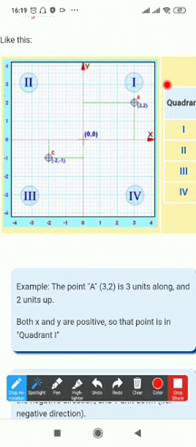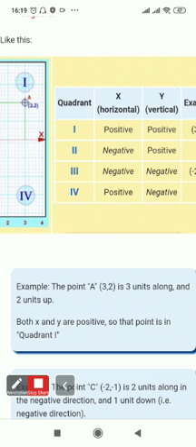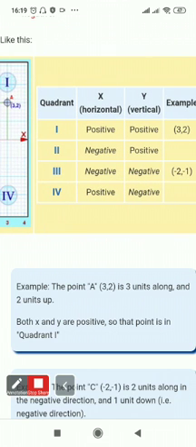As you see here in the example, it is shown in quadrant 1, it is 3 and 2. If you count from 0: 1, 2, 3 across and 2 up. So 3 is positive and 2 is also positive. So in quadrant 1 both values are positive, x is positive, y is positive. In quadrant 2, negative x and positive y. In quadrant 3, negative and negative. In quadrant 4, positive and negative.